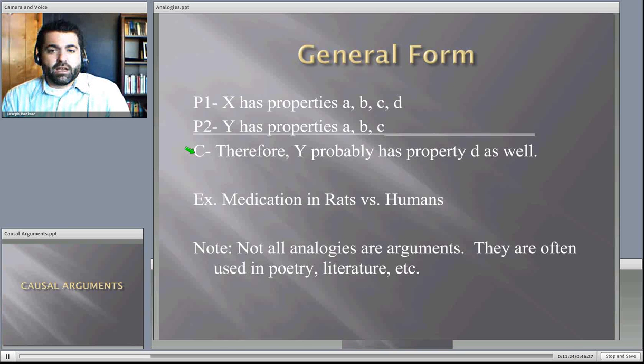But the basic form is, right, rats have these properties. Property D is how their skin reacts to the lotion. Premise 2 is humans have these same properties as rats. Therefore, humans will probably react the same to the lotion.